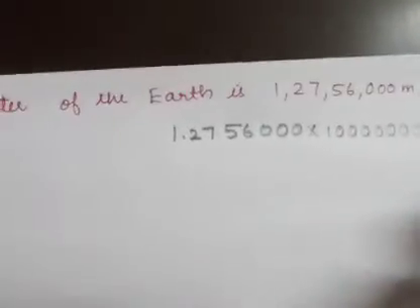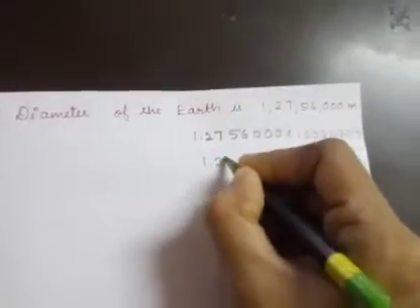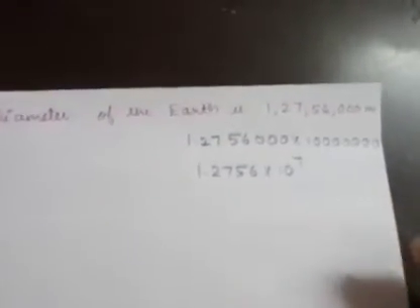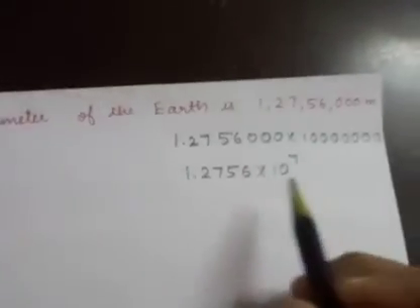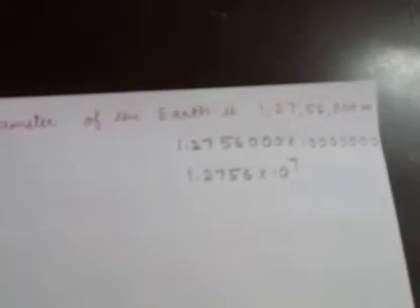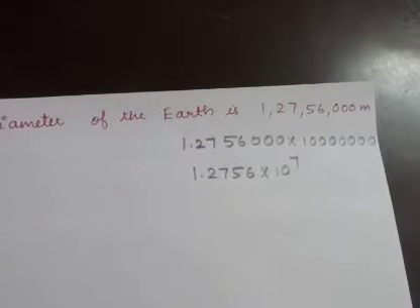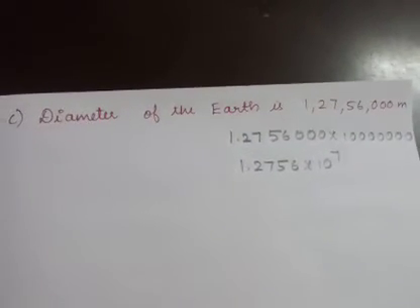Okay, so how will you write it? 1.2756 into 10 power 7. Why is it 10 power 7, children? Because after the decimal point, how many digits are there? 7 digits. 1, 2, 3, 4, 5, 6, 7. So what is the standard form for this question? 1.2756 into 10 power 7.